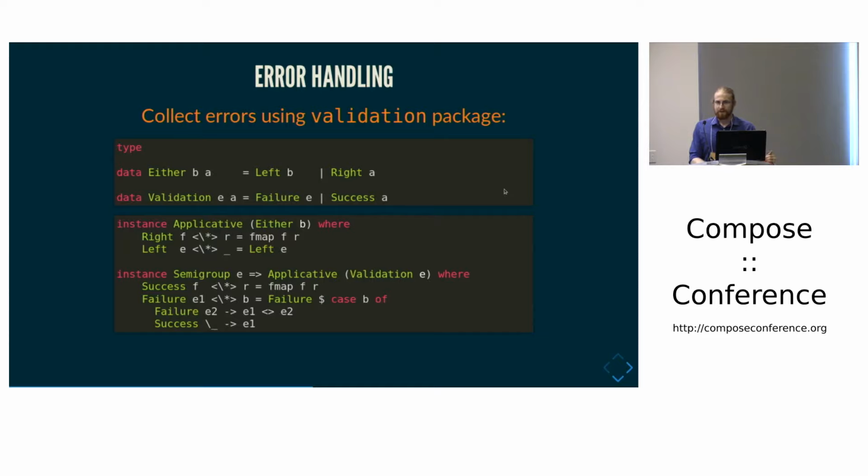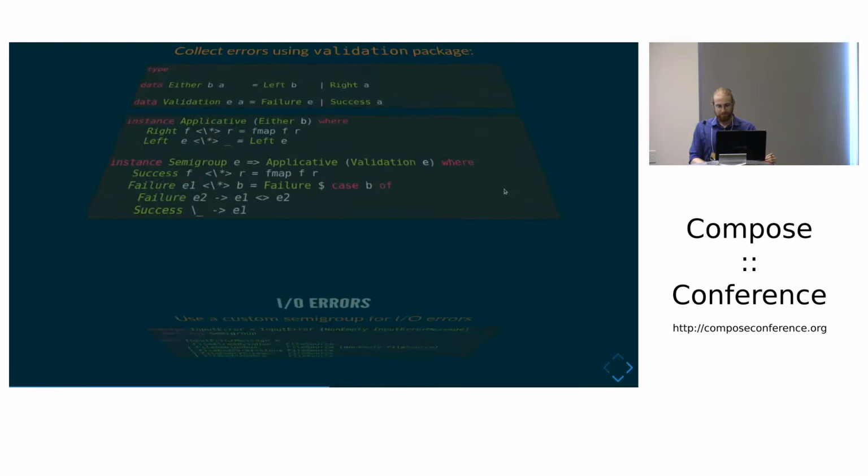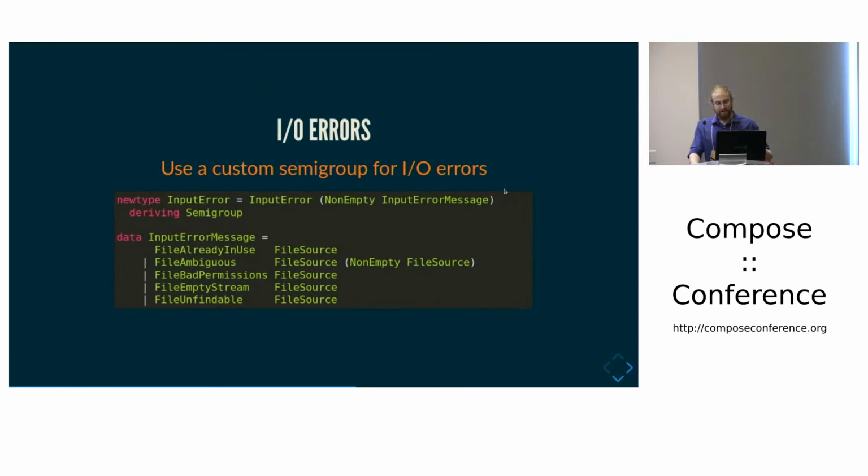And if we can define all of our errors in terms of semigroups, here's an example of certain input errors defined as a semigroup. We just newtyped a non-empty list of error messages, and then we've defined the I/O errors we'd like to handle. Maybe the file's already in use, the permissions are bad, we can't find it on the file system.